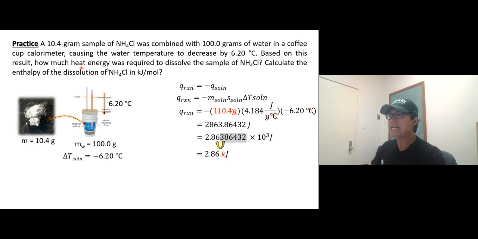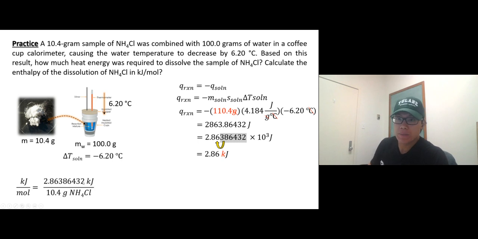So based on this, how much heat energy was required to dissolve the sample of ammonium chloride? The heat that the whole 10.4 grams of ammonium chloride absorbed is that number in kilojoule. Now we have to calculate the enthalpy of the dissolution of ammonium chloride in kilojoule per mole. So per mole. This number is per 10.4 grams. See that? We want to find kilojoule per mole. Well, convert unit to unit basically. Kilojoule is already kilojoule, and grams to mole.